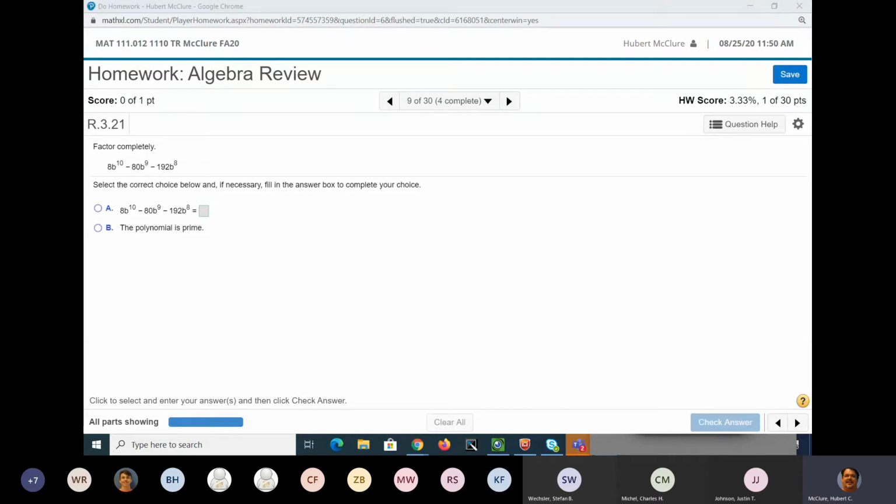This one says 8b to the 10th minus 80b to the 9th minus 192b to the 8th. All right, I'm going to let y'all work on it for a second.